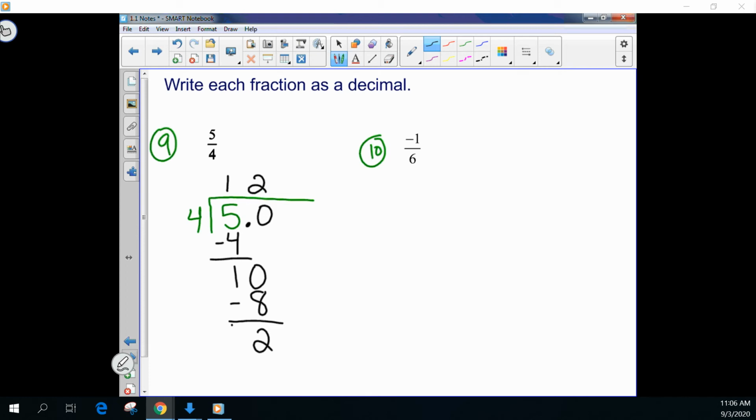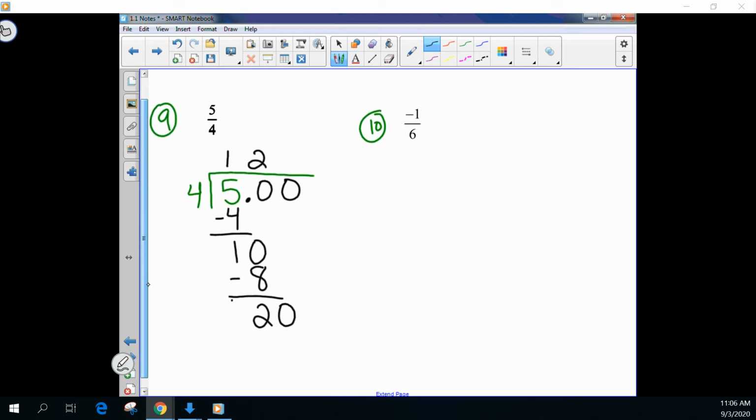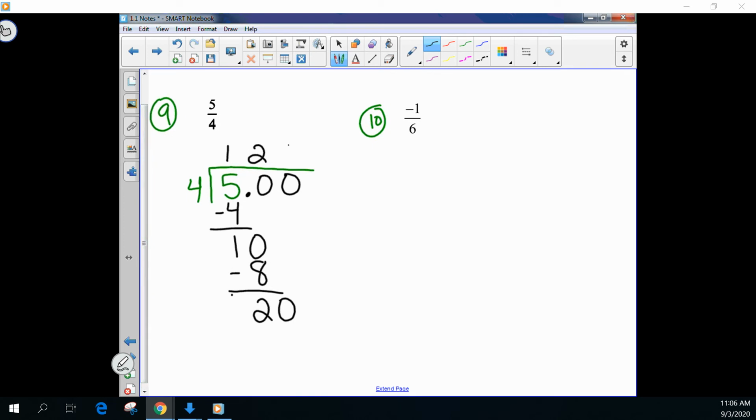And again, I need to add a 0 because 4 does not go into 2. So I'm going to add another 0 and drop it down. So 4 goes into 20 5 times. 4 times 5 is 20. Subtract. And I end up with a remainder of 0, which is what you would like to get.